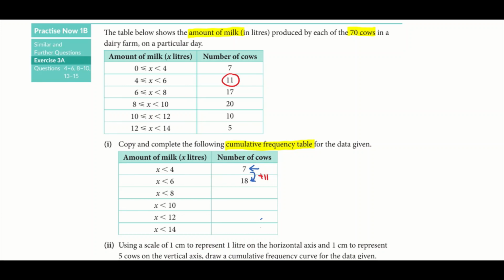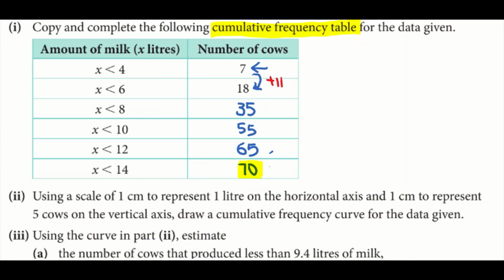Please complete the table now. You should add this as answers. And the final answer, 70, tallies with the total number of cows. Now, based on your cumulative frequency table, you have to draw the cumulative frequency curve.